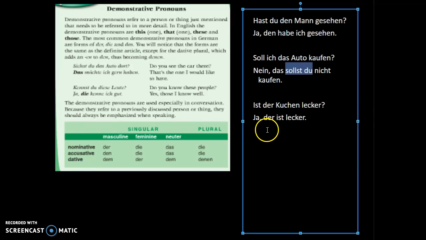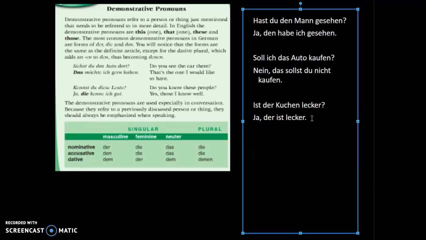One more example. Ist der Kuchen lecker? Ja, der ist lecker. Is the cake delicious? Yes, that one is delicious. Here, my der Kuchen is being replaced by der because it's masculine and because it's the subject, which makes it nominative. Let's do one more example here.